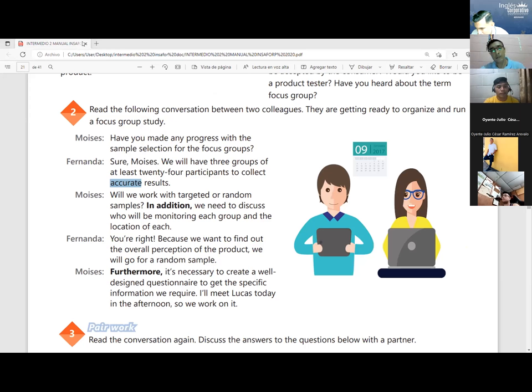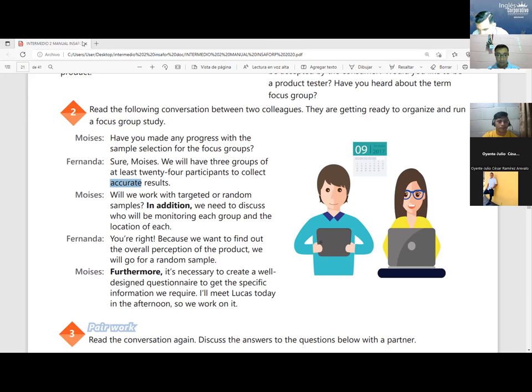Have you made any progress with the sample selection for the focus group? Sure, Moises. We will have three groups of at least 24 participants to collect accurate results. Excellent. Will we work with target or random samples? In addition, we need to discuss who will be monitoring each group and the location of each. You are right, because we want to find out the overall perception of the product. We will go for a random sample. Furthermore, it's necessary to create a well-designed questionnaire to get the specific information we require. I met Lucas today in the afternoon, so we worked on it.